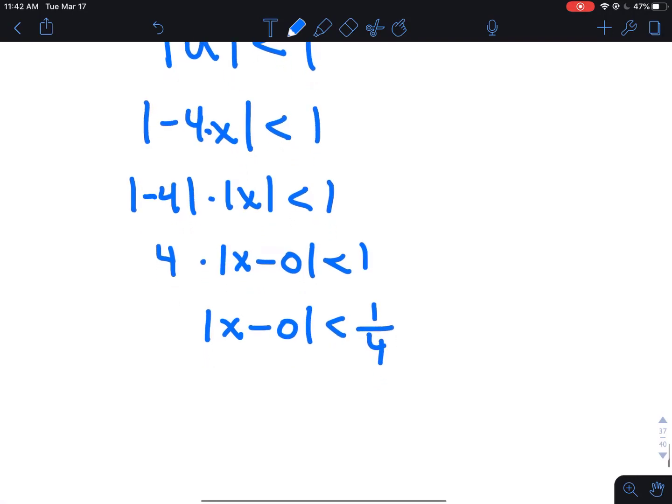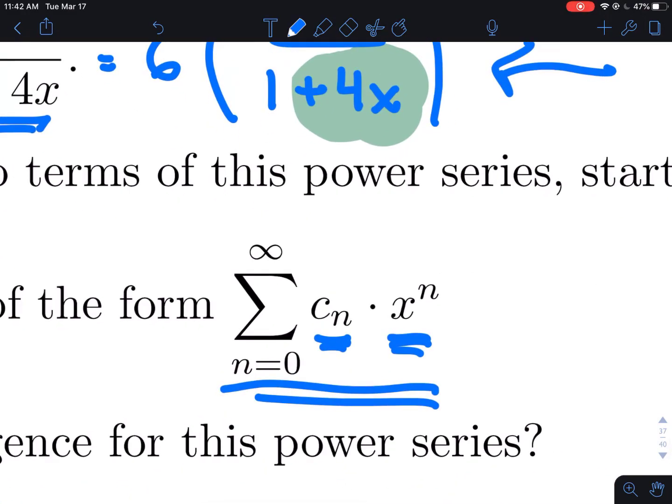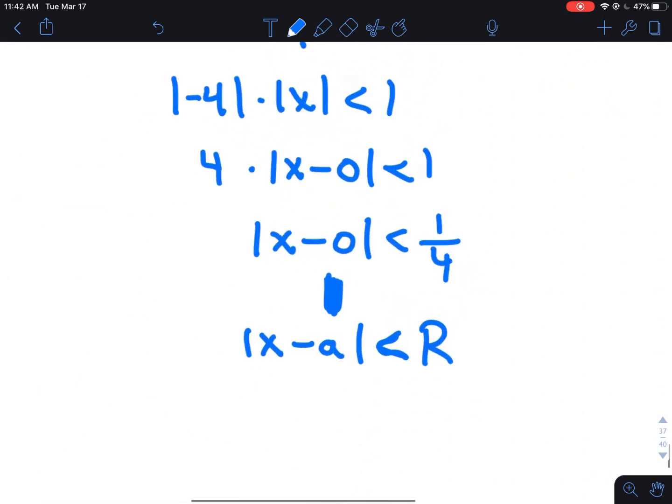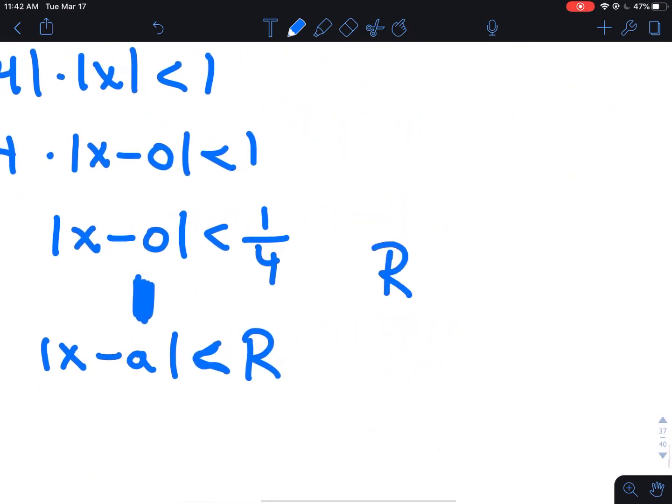Remember, from 11.8, we're trying to figure out this: the absolute value of x minus a should be less than r, right? This is kind of the radius of convergence setup. So we can now clearly see that our center is 0, which, by the way, we could have figured out just from the form of our power series. We can see that this is centered about 0. It's not subtracting away anything. And that our radius of convergence is 1/4. So in this case, r would be equal to 1/4. And that would be my final answer.